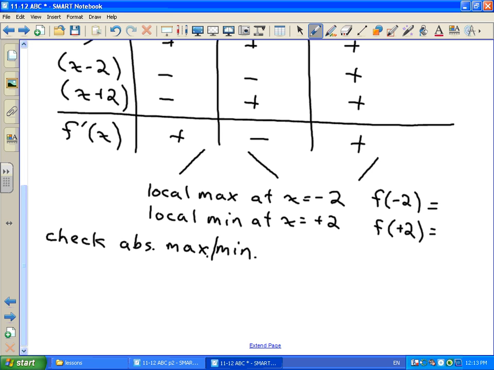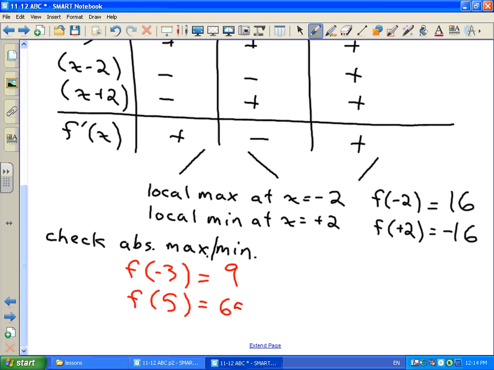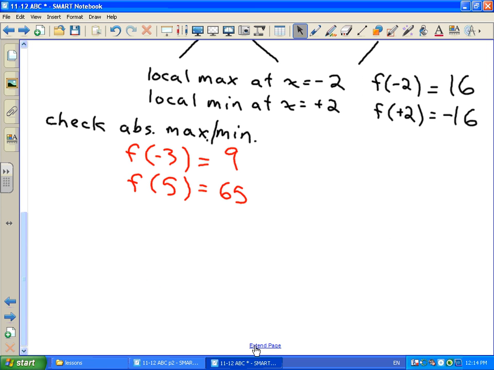So f at -2 is 16. F at +2, we work that out. It's -16. We also need to check our endpoints as well. So f at -3 and f at 5. So f at -3 is 9, and f at 5 is 65. So we've got a local maximum here, a local minimum here. Do we have, well, we have to have an absolute maximum and minimum.